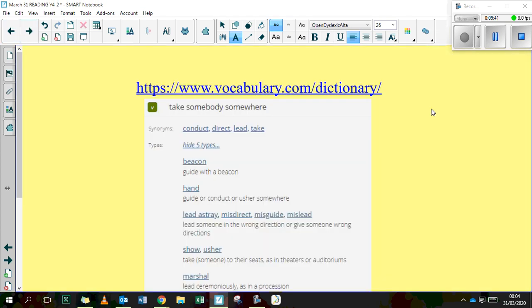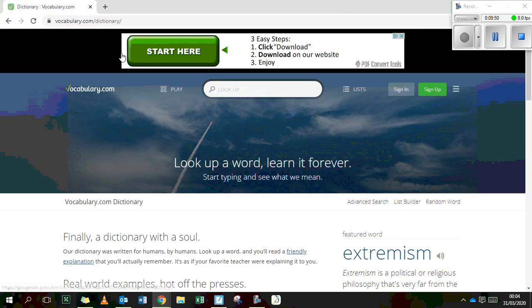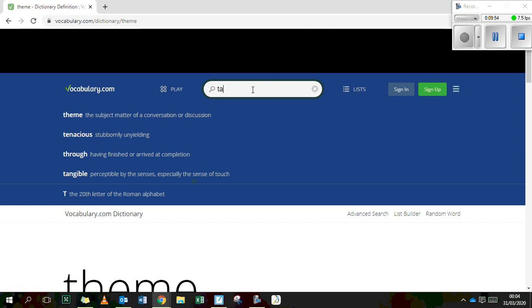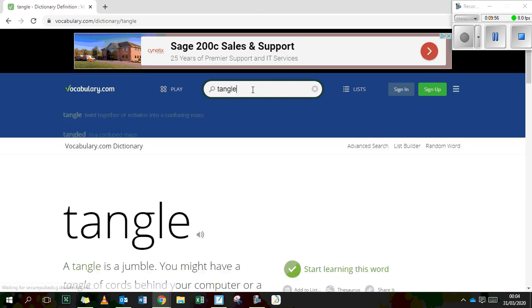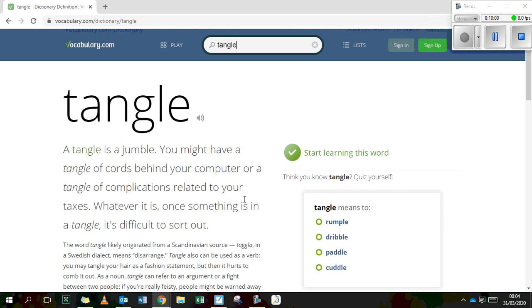There's a great web page here called vocabulary.com, which is a dictionary. I'll show you it now. So it's here, and if you put the word in here, so if I put tangle into here and press enter, then it gives you loads of information about that word.